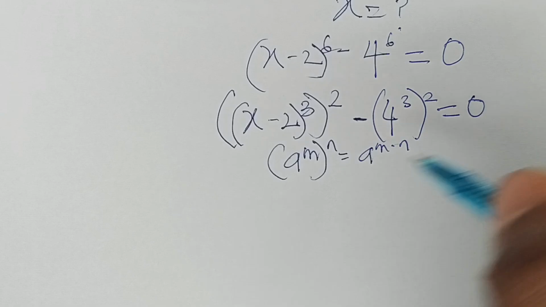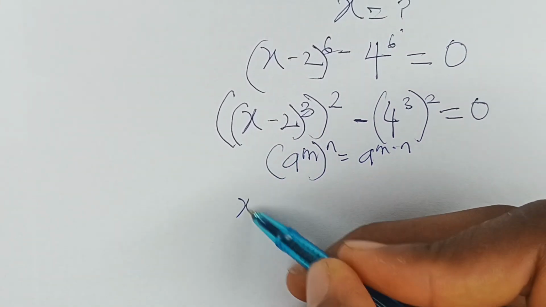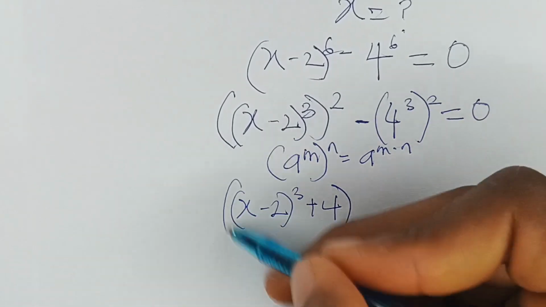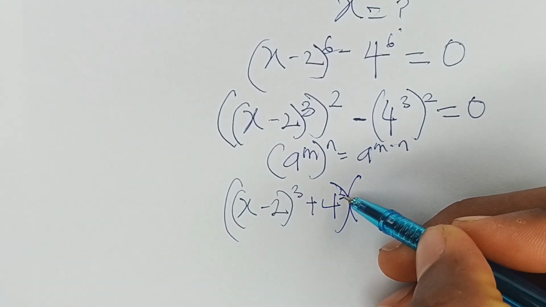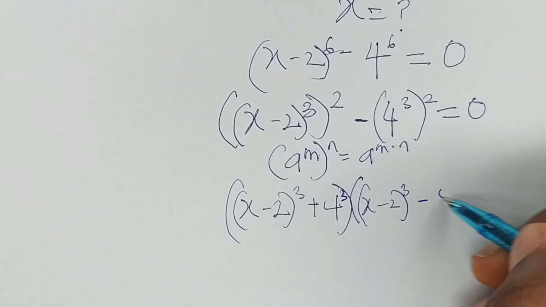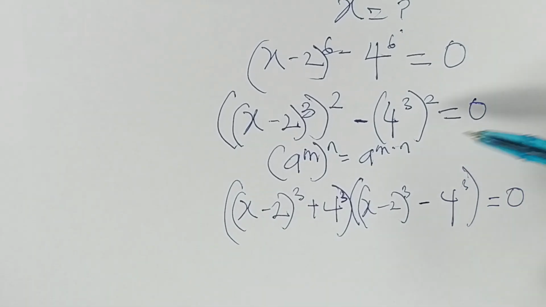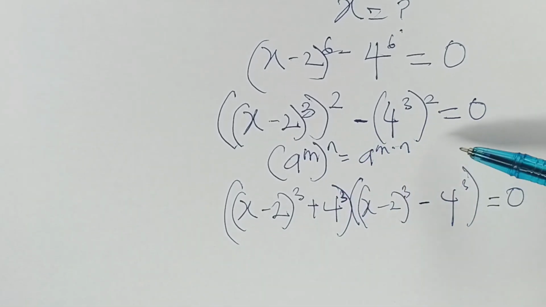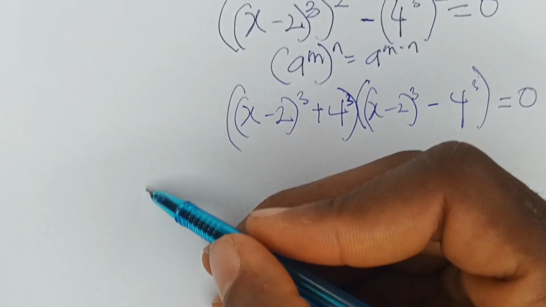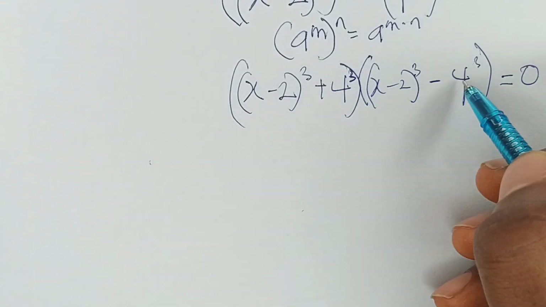Now moving on from here, we're going to have ((x − 2)^3 + 4^3) multiplied by ((x − 2)^3 − 4^3) is equal to 0. This is from the difference of two squares. Now moving on from here, this becomes a difference of two cubes and a sum of two cubes. So this is the sum of two cubes and this is the difference of two cubes.